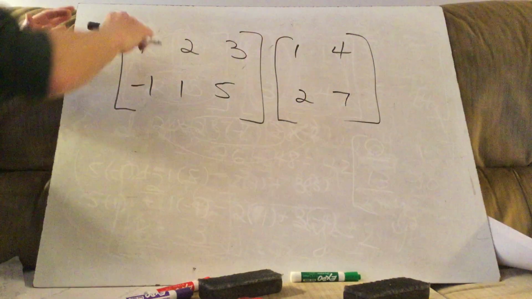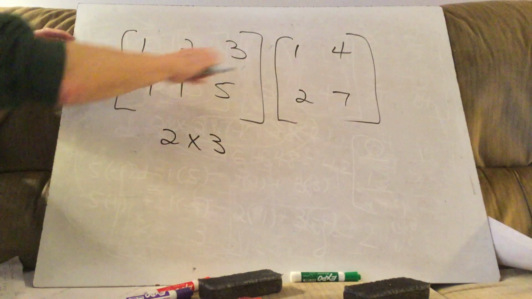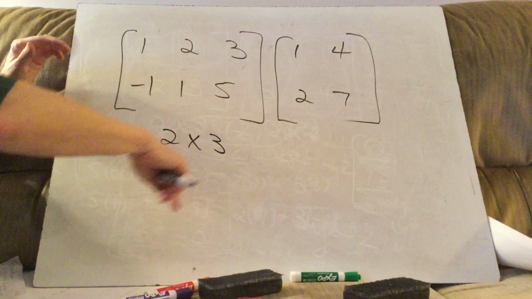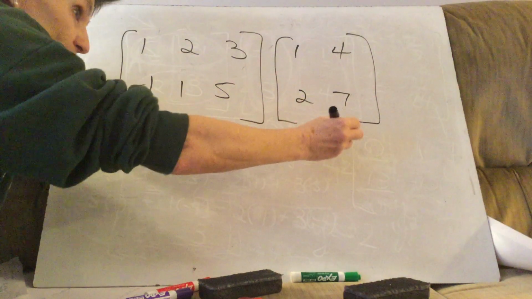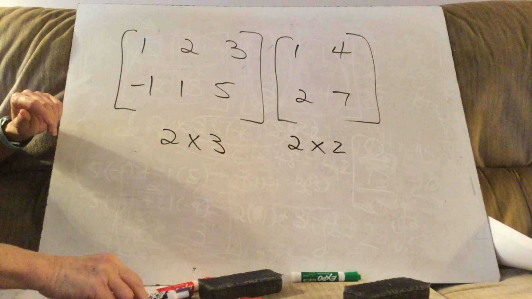So here we go. This one is a 2 by 3. It has 2 rows, 3 columns. This one is a 2 by 2. It has 2 rows and 2 columns. Oops!